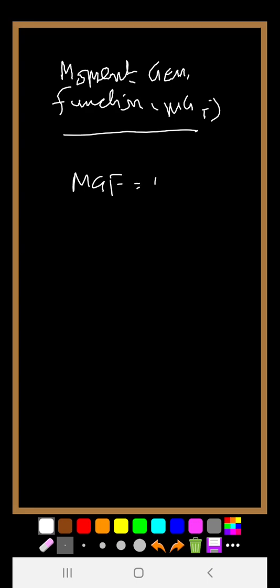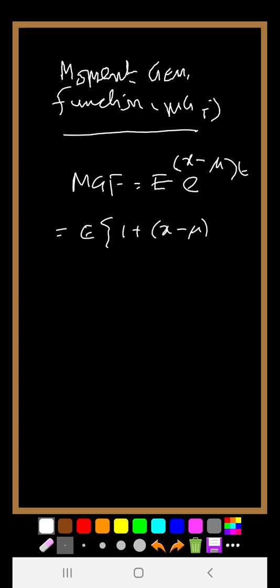can be defined mathematically as E of e to the power (x minus mu) into t, and where it is equal to E, we expand this exponential, it will be 1 plus (x minus mu) t plus (x minus mu) square t square by 2 factorial, and it will keep on going like that.